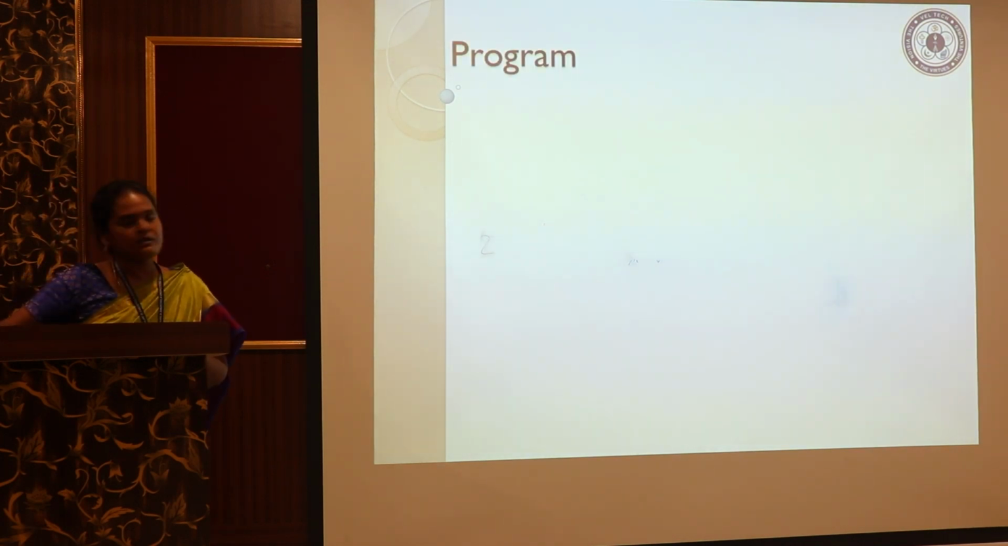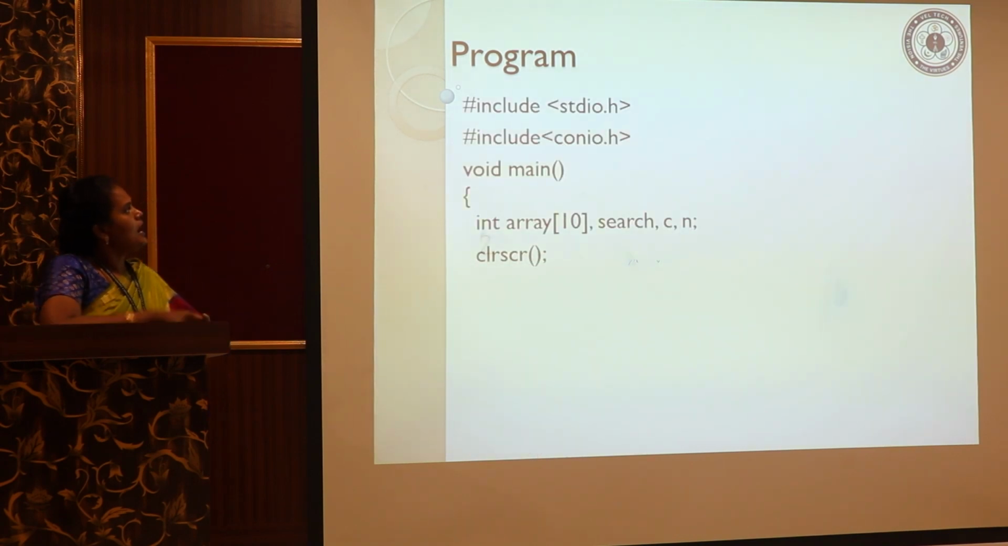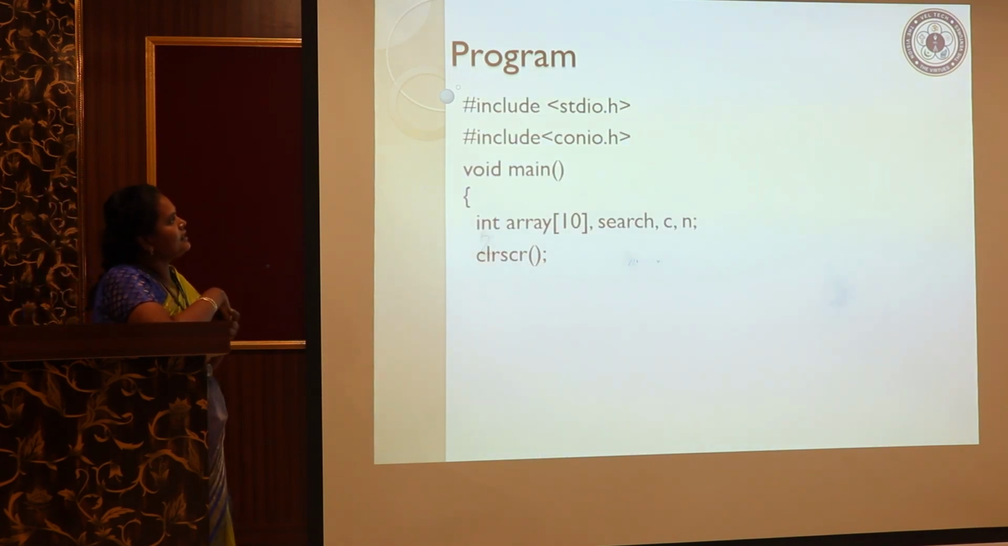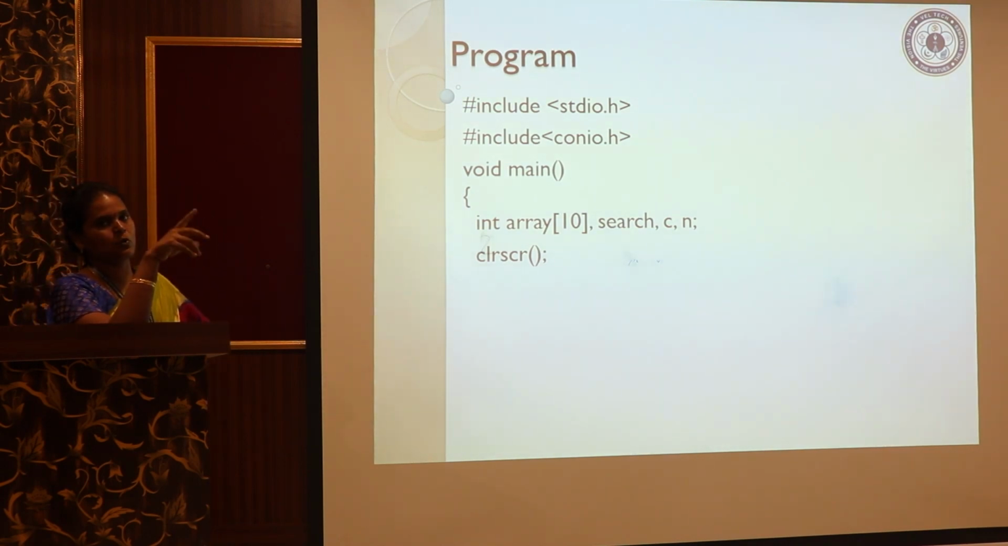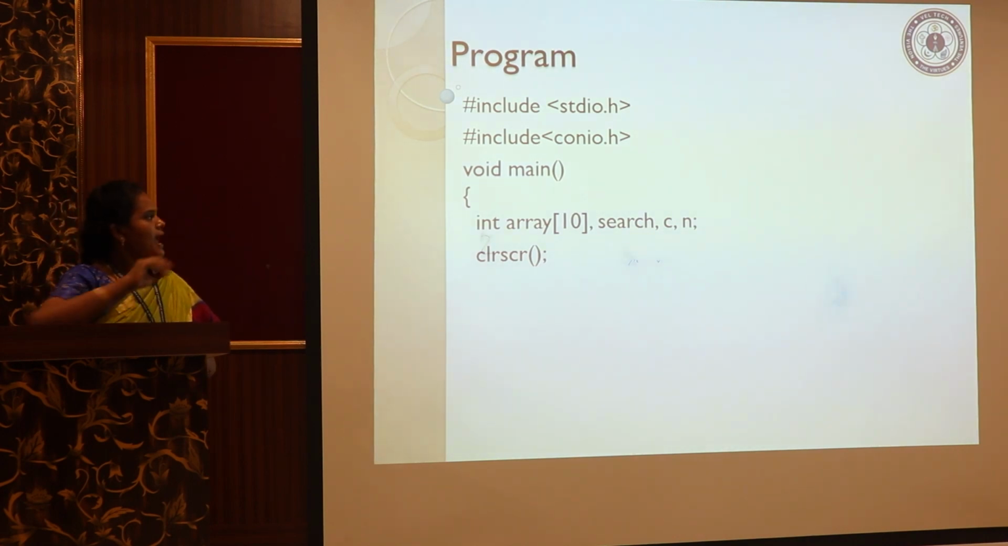So let us see the program for linear search. As usual, you have to give the header files, and then you have to declare the variables. The array name, I used array. And then the element to be searched, we are going to store in a variable which is known as search. In the previous example, the value which we were searching was number 4. So we store 4 in this search variable.